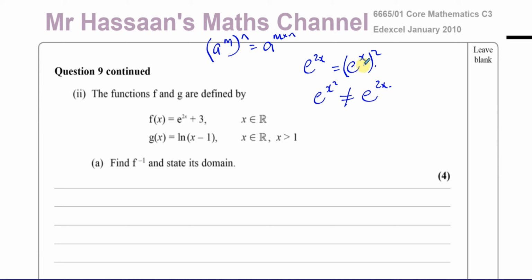These are not the same. Don't confuse this and this. They're not the same. These are not the same as each other. Okay? This is only the x squared. This is the whole thing squared. There's a difference between this and this.